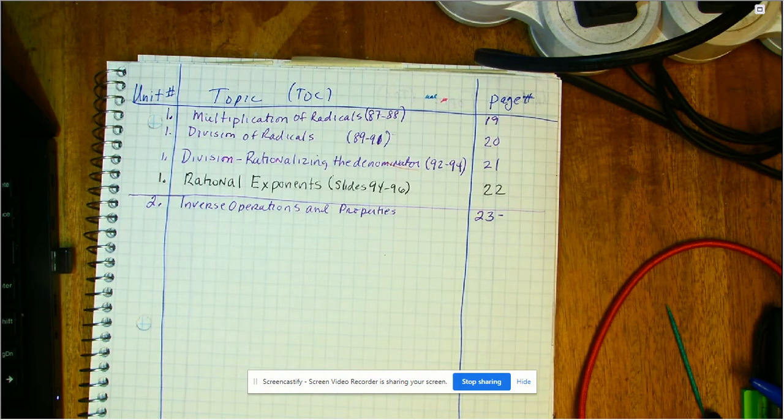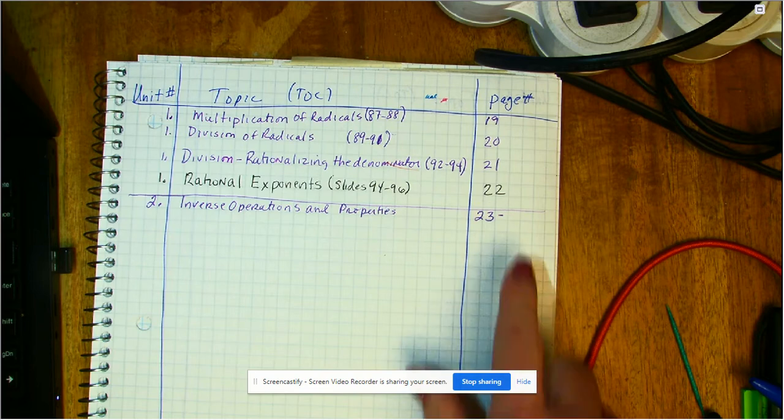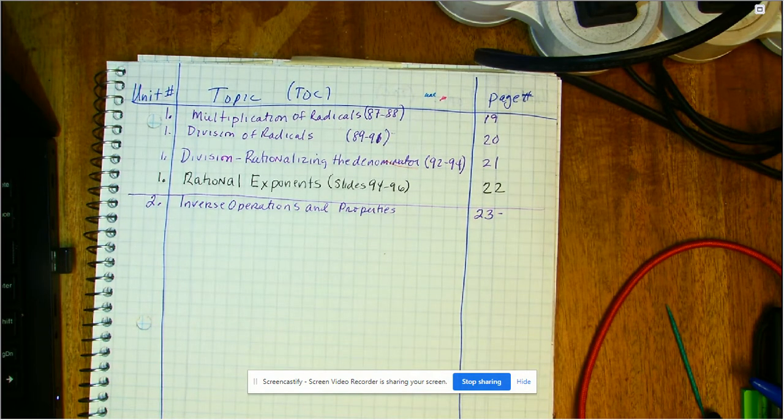So I'm just going to put a little dash there and we'll fill that in after we figure out how many pages we need to use. So inverse operations and properties.